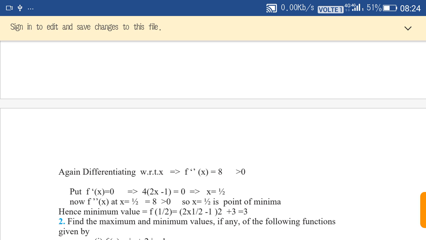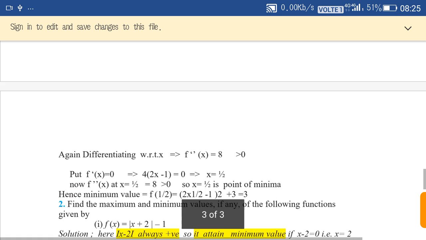Hence minimum value will be, you put in the function x is equal to half. Always value is obtained from original function. The f dash or derivative will check only the point of minima or maxima, but the maximum and minimum value is obtained after putting this value in the equation of curve, in the original equation. So we put it in original equation, we get the value is 3.